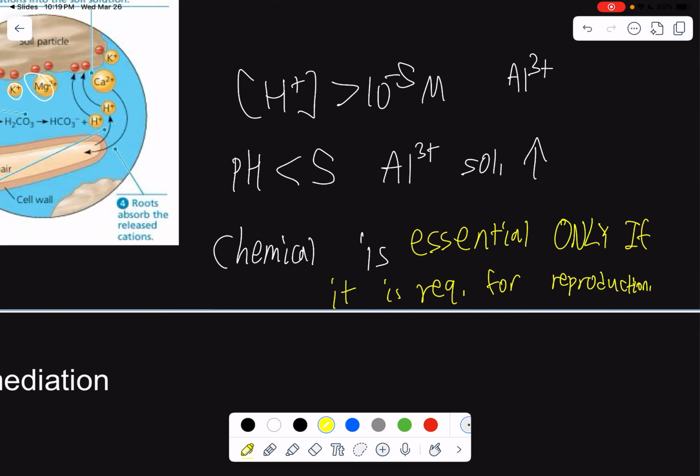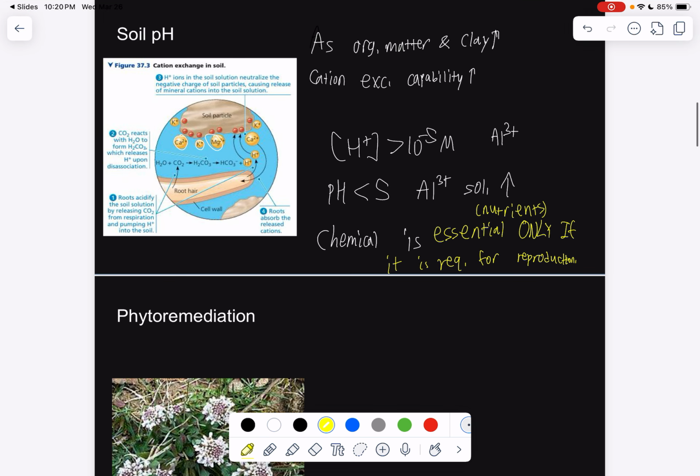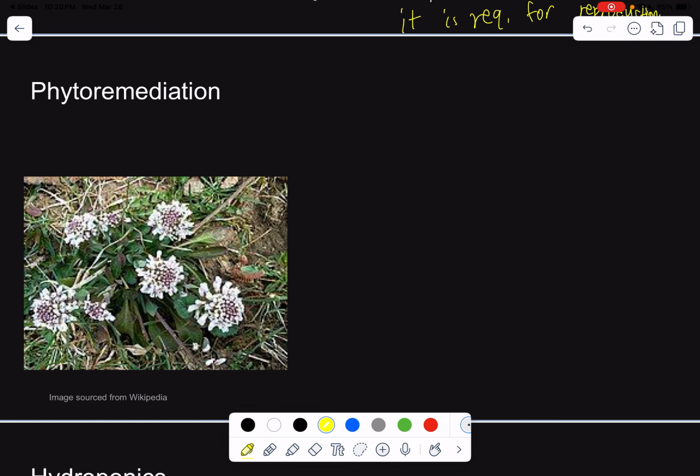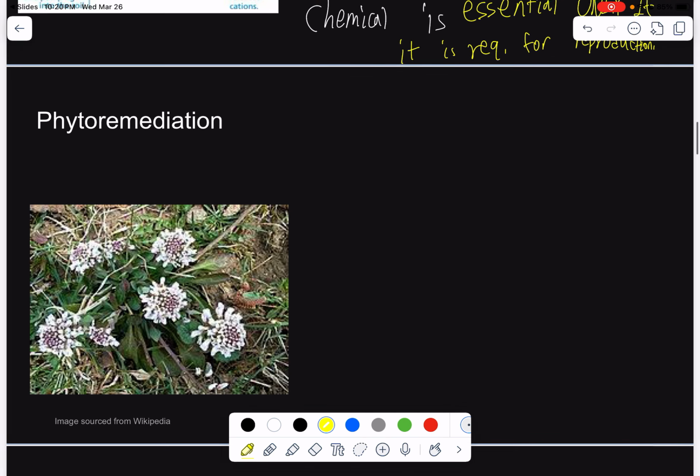So I'll say that again because I think this might be important. Chemical elements are considered essential nutrients only if they're required for reproduction and life cycle completion. And so that is how we will distinguish essential and non-essential nutrients. But before we dive deeper into that, I would like to talk about how this applies to agriculture, specifically in the form of phytoremediation.